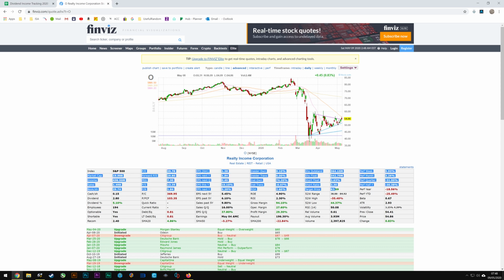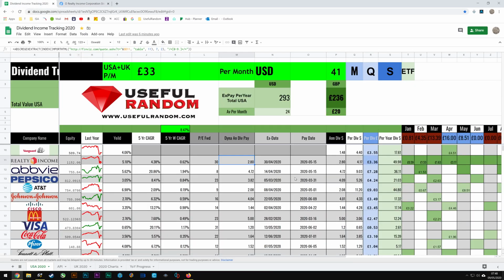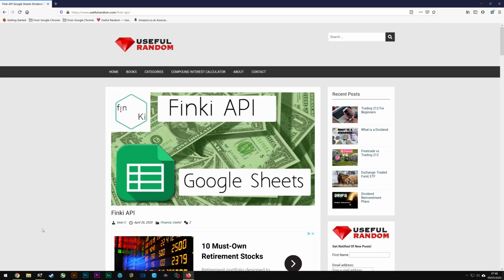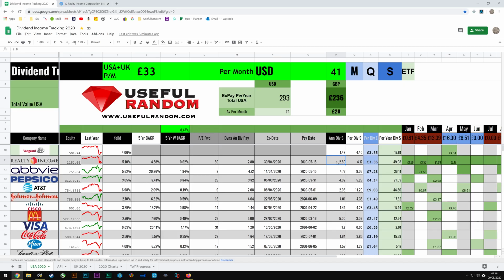We shall come back to the ex-dividend date and the pay date shortly, because they are using Finnhub API to pull in the data. It's pretty easy to set up, and I've made a blog post on how to do it, link below. I have a hidden sheet that contains all the API stuff to make it a bit tidier.